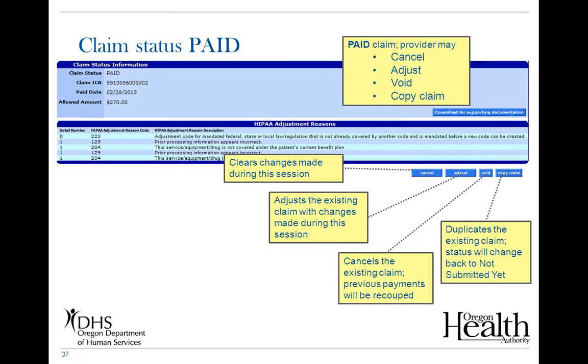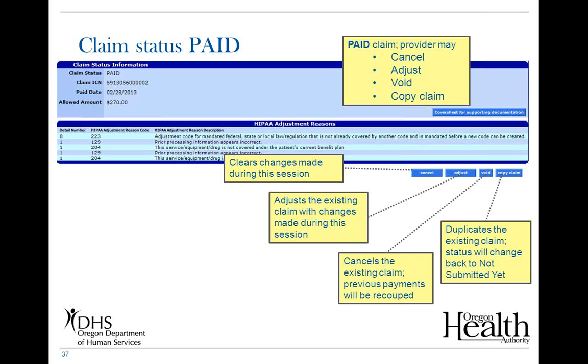Make sure that you're always working on the most recent claim for that specific service when you're doing adjustments. Void completely voids that claim out, and if you had received any payment at all, that money is taken back in the next claim cycle. And then I mentioned this earlier, on a paid claim you have the option to copy the claim. So if you are serving a person repeatedly and billing for them maybe weekly, you would be able to go into a previous claim, copy that claim, make some minor changes to it, like the dates of service, the units and charges if needed, and then submit it as a brand new claim.